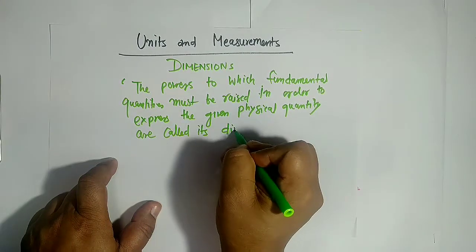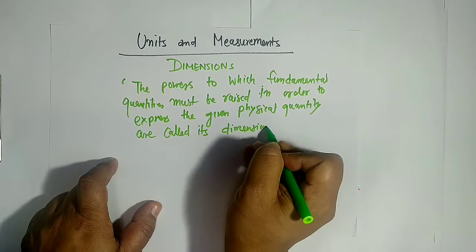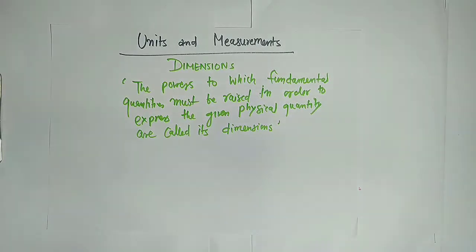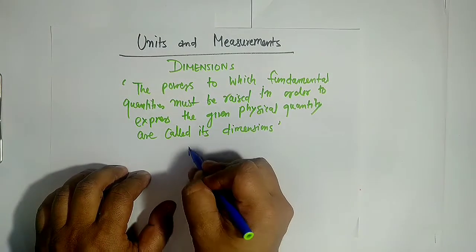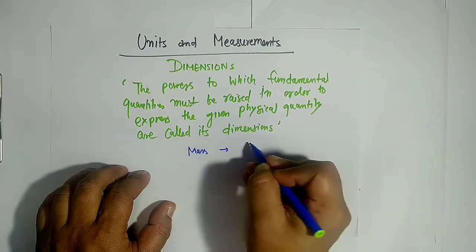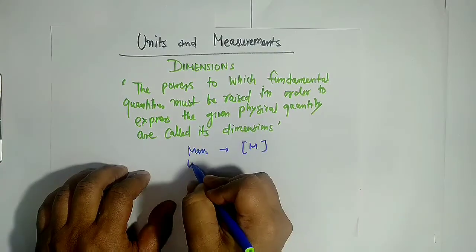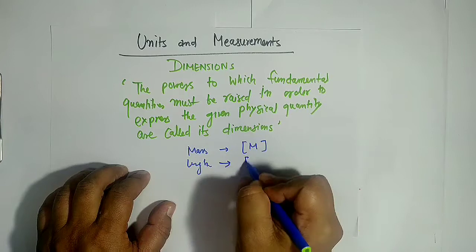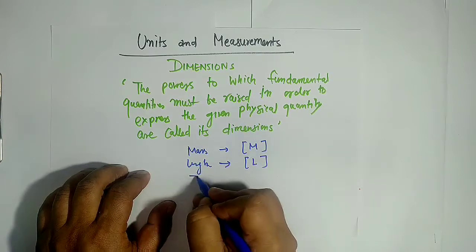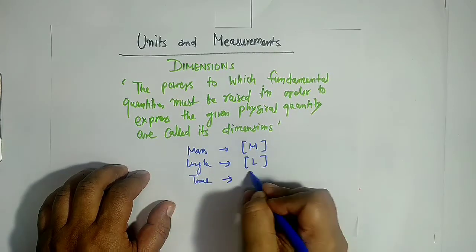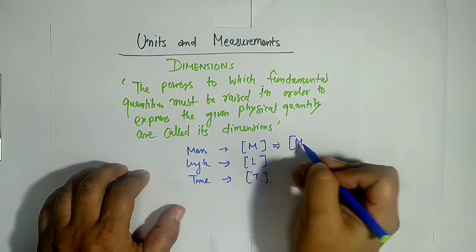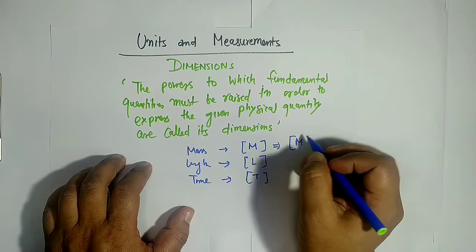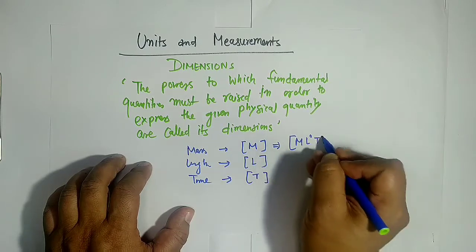So we are talking about the dimensions. And already I gave you an example. For the mass, the dimension is M. For length, it is L, the dimensional formula. For time, it is T. Though we can write the complete form of the dimensional formula as M, L0, T0.